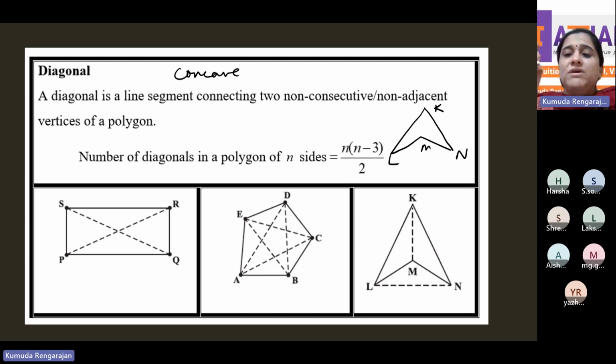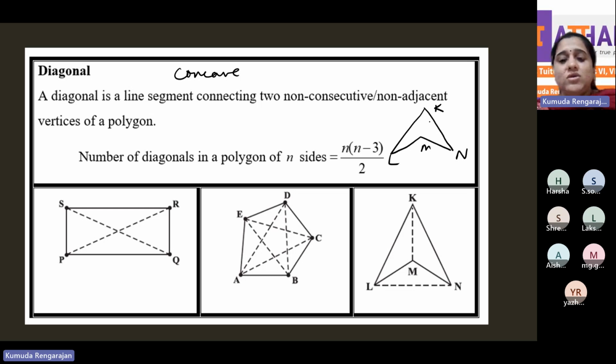Supposing the polygon is A, B, C, D, E. If you join A to B, B to C, C to D, and so on, when you connect the consecutive vertices, they are the sides. If you join the non-consecutive vertices, you get the diagonal. That is, you choose one vertex, leave the next one, then the next one, non-consecutive.